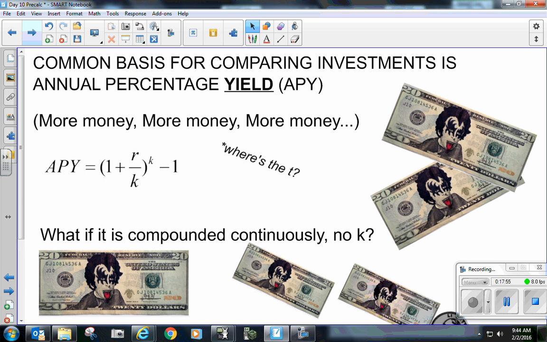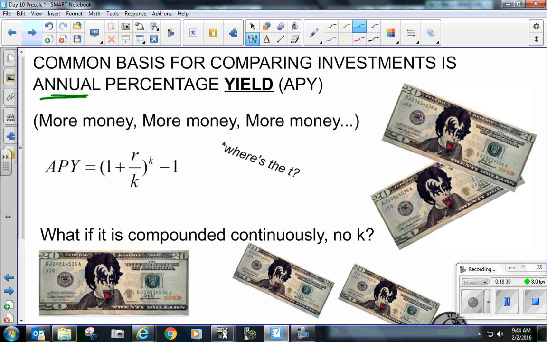Question, where's the T? Well, T is only 1 year. It is annual, which means wouldn't T be 1? So if I multiplied K times T, which is 1, do I really need it? Every time you make this comparison, you're comparing each account over 1 year. Which one's going to give you the most money? Guess what? If it gives you more money over 1 year, it's going to give you more money over 2 years, won't it? Give you more money over 3 years. So we really don't need a T anymore here.